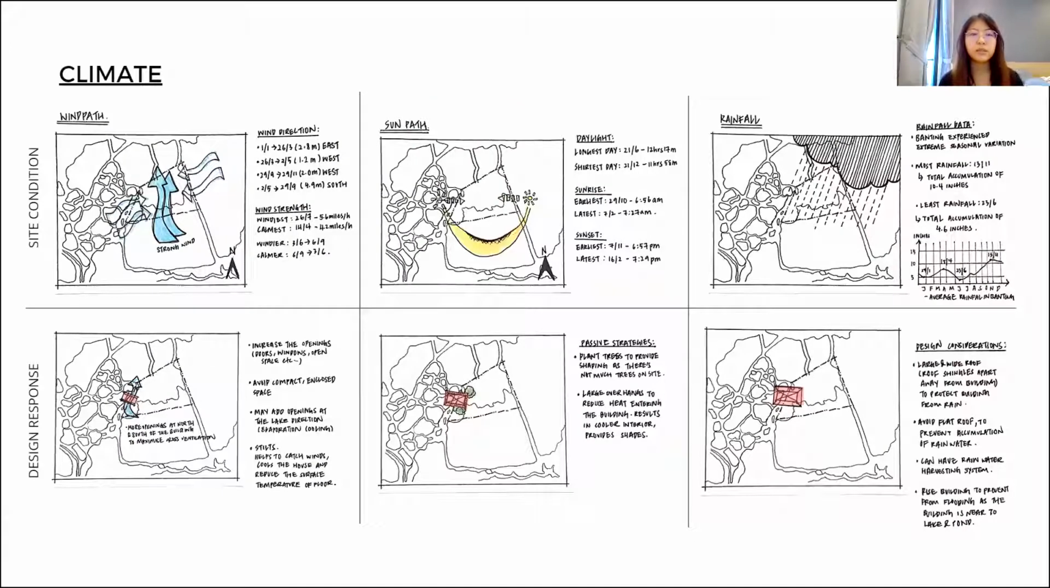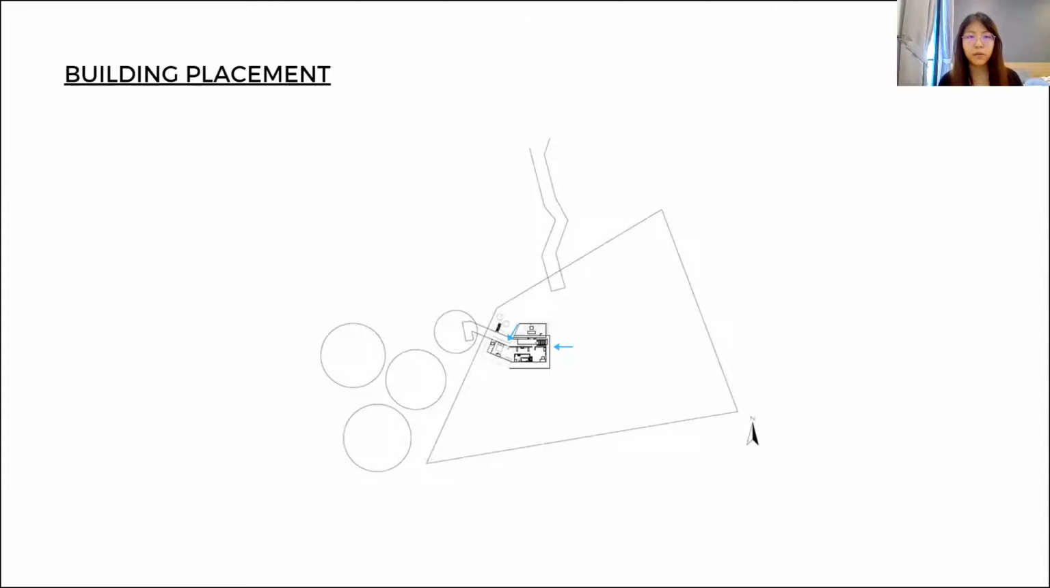So this is the climate and site condition of site B. So due to these 3 pieces of information that I got, my building placement is here.